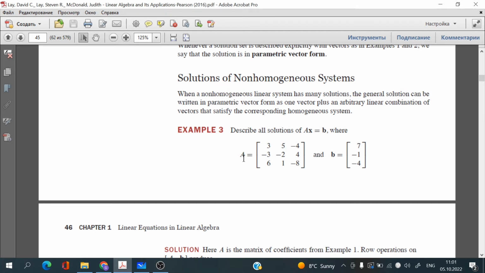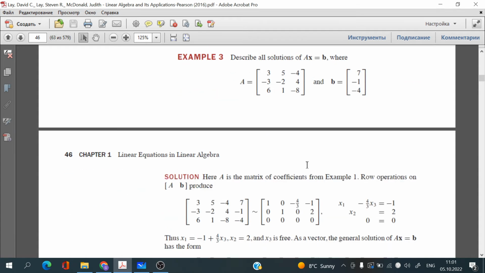Yeah, so we considered this example. Your matrix A is given, and another vector b is given, (7, -1, -4), and you have to determine the solutions of Ax = b.